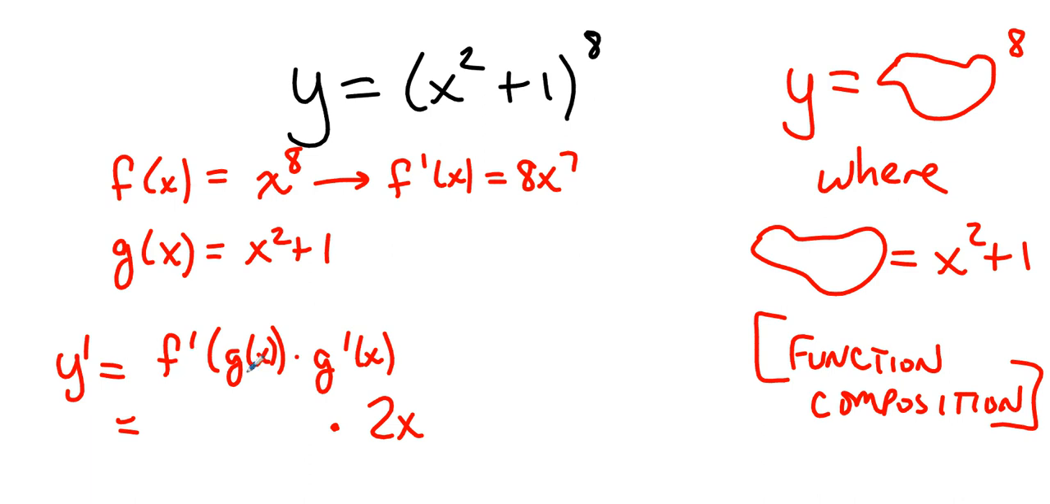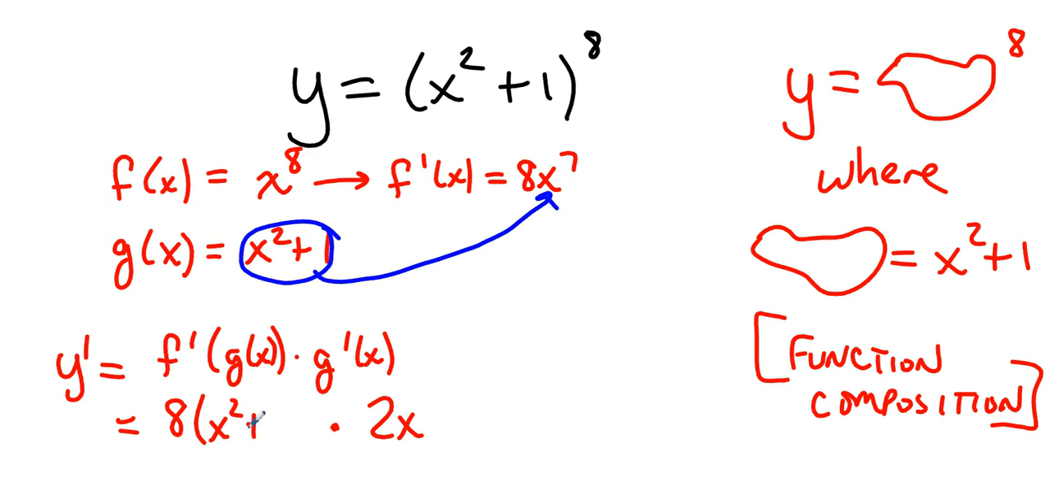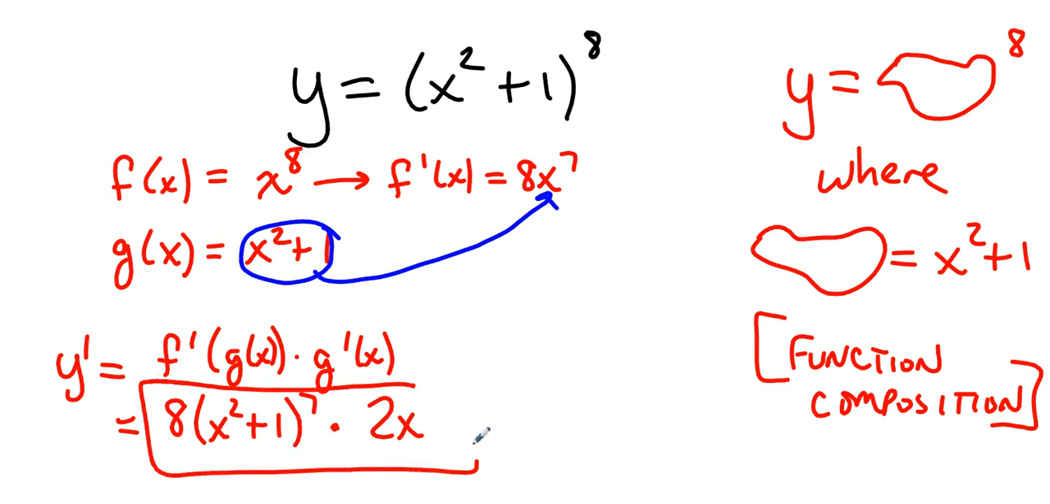So f prime at g of x is what happens when we take this and put it there. 8 times x squared plus 1 to the 7th power. That's what the chain rule says is the derivative of that function. So we take f prime at g times g prime.